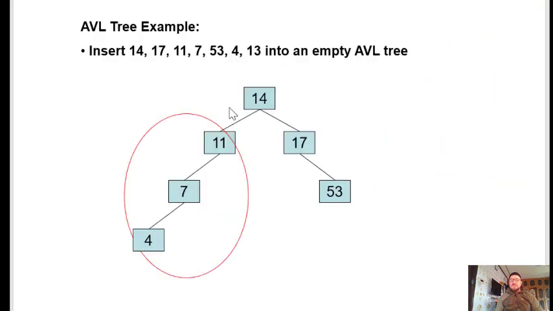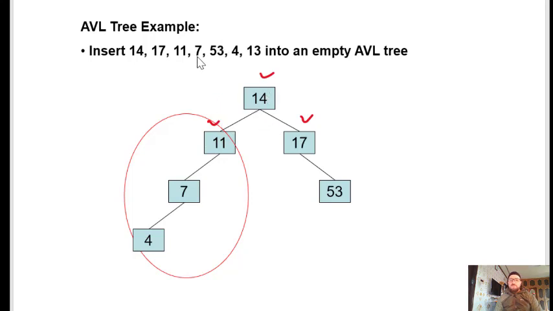So this is our next example here. We've got 14, 17, 11, 7, 53 and so on. So we put up the 14 here. Then 17 on the right of it. Then 11 on the left of it. So until this time, if you see, the balance factor is 0, 0, 0.